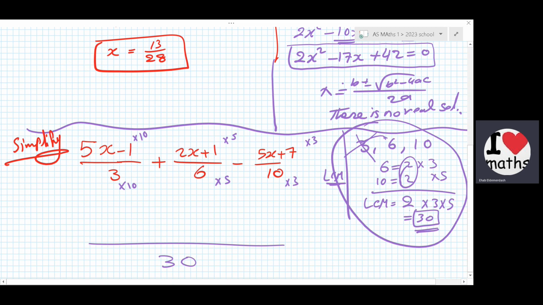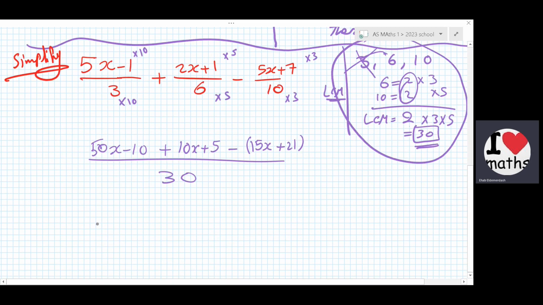Let's try to write what is the outcome. Here 10 into the expression, what will it give me? 50x minus 10. Then plus, I have no problems with it, 10x plus 5. Do we have a problem? Here in the last part there is a minus, so I have to be careful. I make a bracket. So it's minus 3 into the 5x will give me minus 15x, and minus 3 into the 7 will give me plus 21. Okay. Then I have to go one step further.